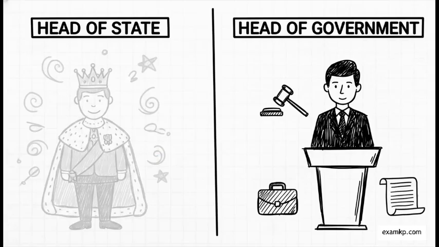And this is a super important distinction that you would definitely be tested on. In a parliamentary system, right, you have two separate roles. You have a head of state, who is often a monarch or a president, but that's a symbolic job. The person with the real power, the one running the government day to day, is the prime minister.